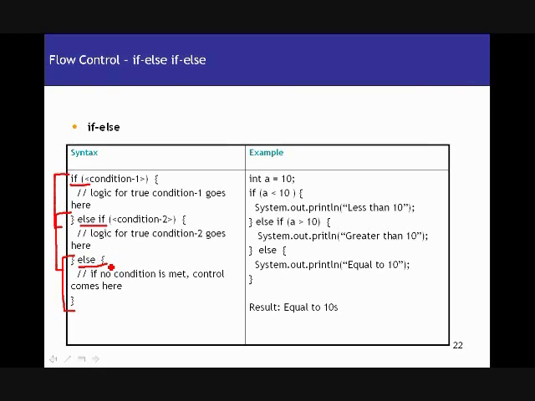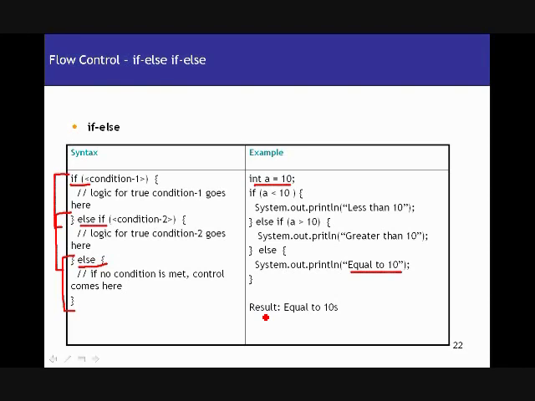So let's have a look at the example here. We have an integer a whose value is 10, and here we are doing a check. If a is less than 10, print some statement, else if a is greater than 10, print some other statement, else print some statement. Since the value of a is neither less than 10 nor greater than 10, it's equal to 10, so it's going to go into the else block, and it's going to print whatever is there in this else block. So it's going to print equal to 10, so that's going to be our result.